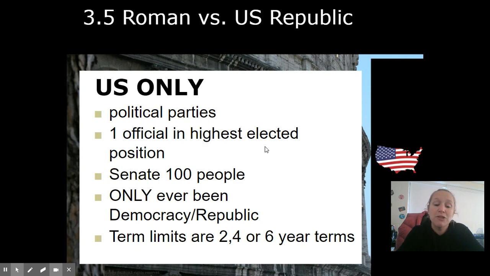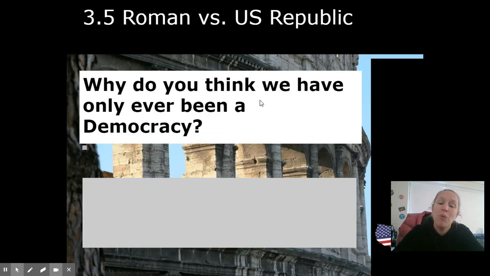All right, term limits are 2, 4, or 6 year terms. Then there are limits on how many terms you are allowed to serve. Like for president, you can only serve 2 terms. All right, so why do you think we have only ever been a democracy or a democratic republic? Like, why haven't we ever switched to a tyranny or a monarchy or any other form of government? What do we have that makes us stay in that position?